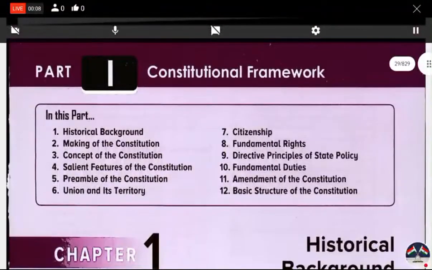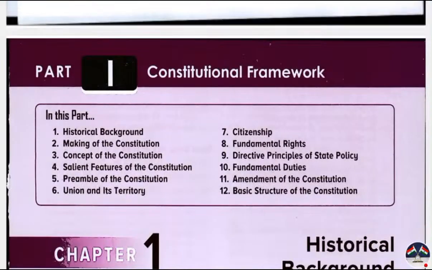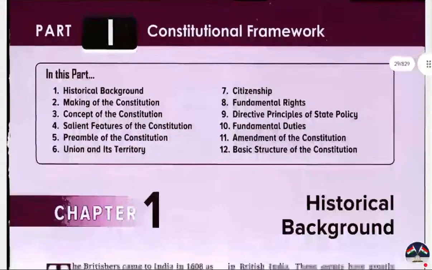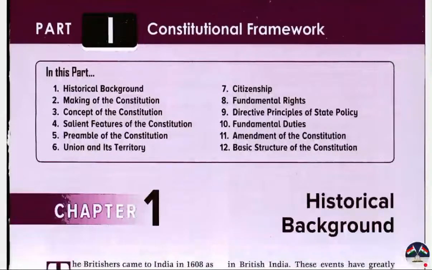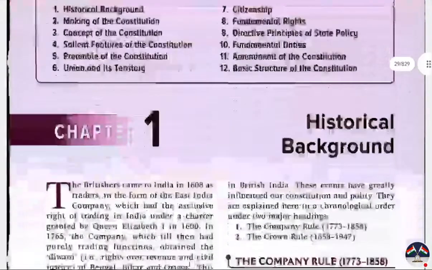Reading M. Laxmikant's 7th edition. This is the first chapter of M. Laxmikant. This is part first, because in this book there are, I think, 10 parts available. Part one is the constitutional framework. In this part, there are 12 chapters. In this part first, constitutional framework, today we'll know about historical background. The first chapter, historical background.